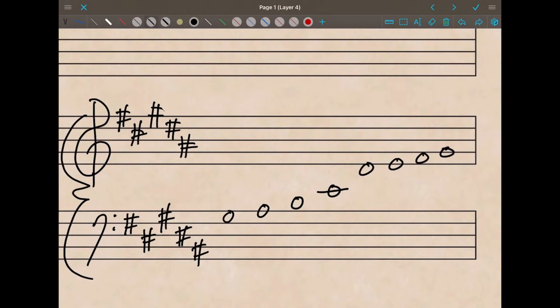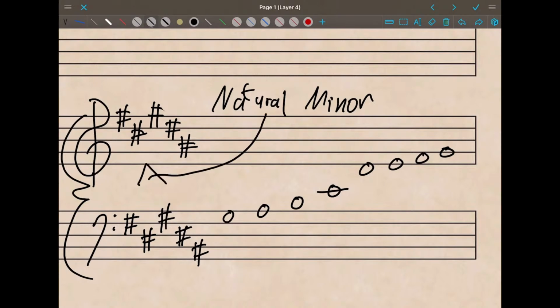Okay, so now I have G sharp, A, B, C sharp, D, E, F sharp, and G sharp. In this state, this is what we would call natural minor. Okay, why is it called natural minor? Because I'm not going back to the key signature again, I'm not altering anything from the key signature, okay? It's just the notes as they are from what's there in these 5 sharps of the key, okay?